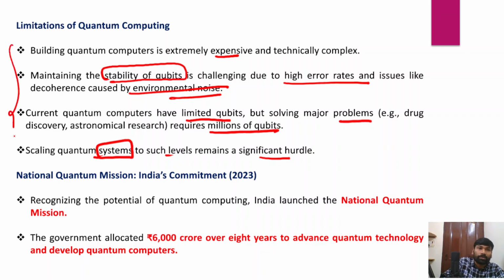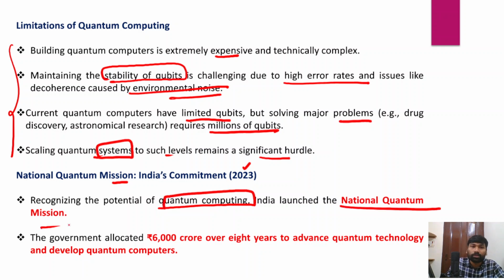So these are some of the limitations of quantum computing, and now what has India been doing in the area of quantum computing? India has launched the National Quantum Mission in the year 2023, and this is India's commitment. Under the National Quantum Mission, India has recognized the potential of quantum computing. When the government launched the National Quantum Mission, it allocated 6,000 crore over 8 years to advance quantum technology and also develop quantum computers, right?